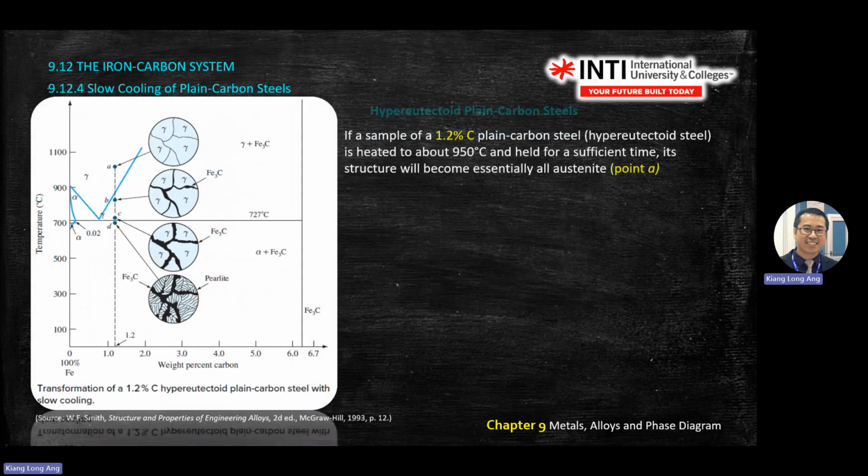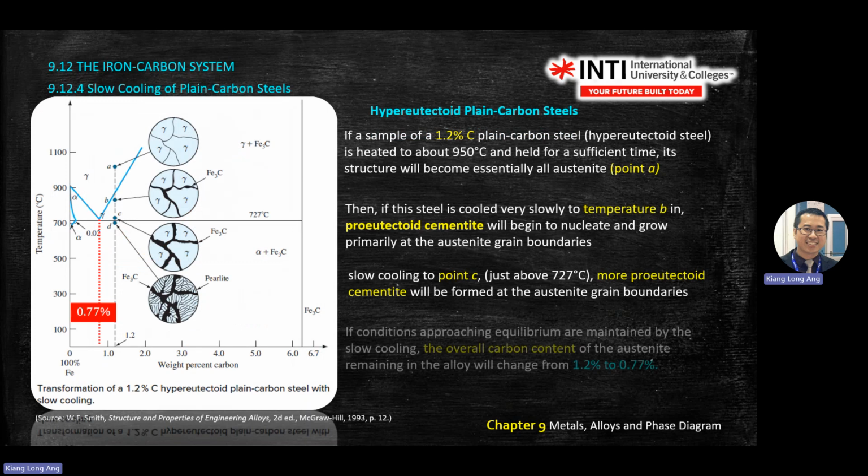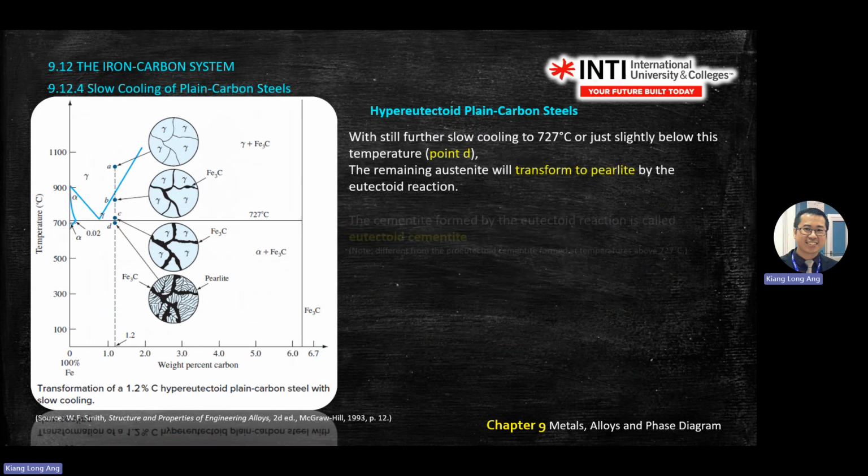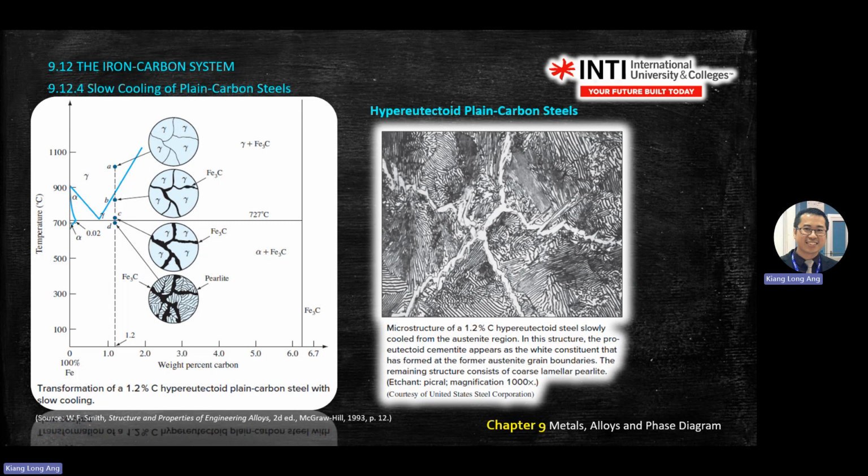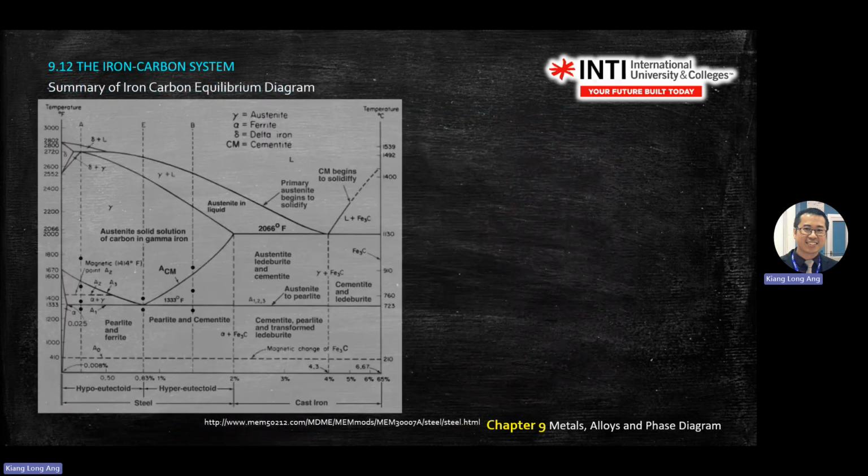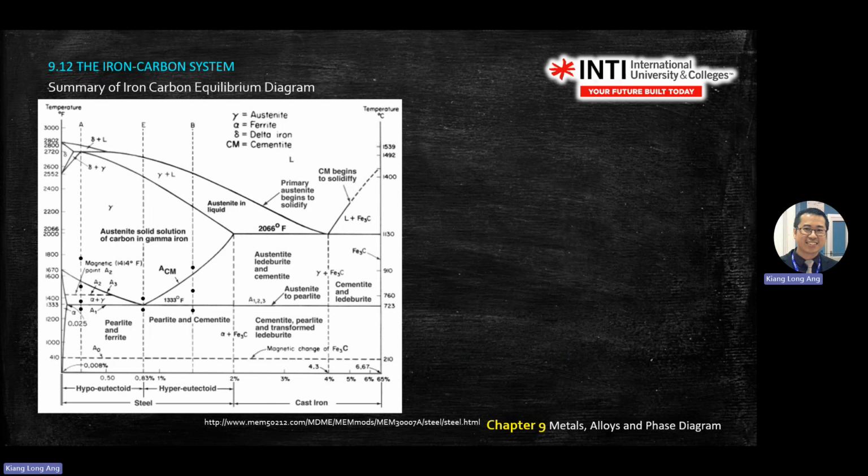Okay. Don't come and see me: "Hey, Dr. Ang, I drew it right, why don't I have marks?" Because one is hyper, one is hypo. Okay, that is important.